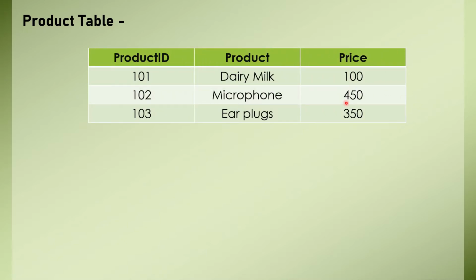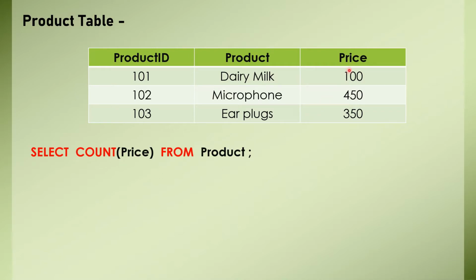Suppose I have a product table, and these are some of the products with their corresponding prices. Now I want to find out how many products I have at present in my company. This is a business requirement. How can you find out the total number of products? You can simply use the count function, and the query will be something like this.